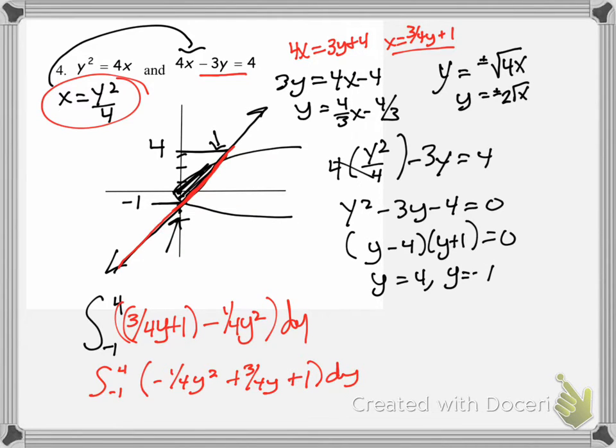And then taking the antiderivative, that would be negative 1/12 y cubed plus 3/8 y squared plus y, from negative 1 to 4. All right, so now work that out and come back.